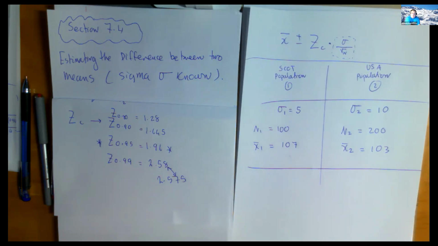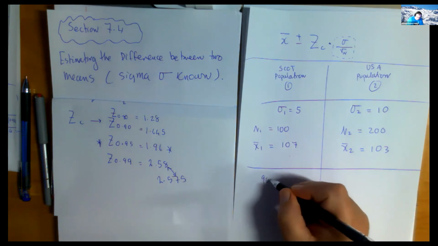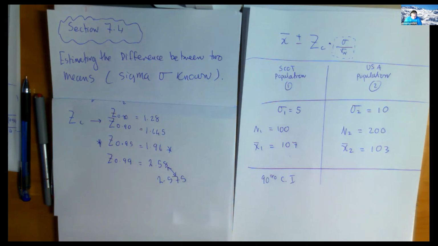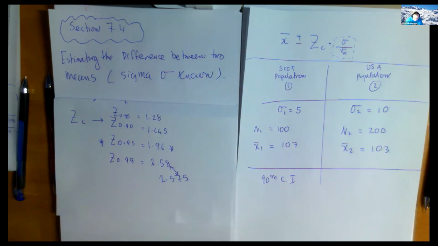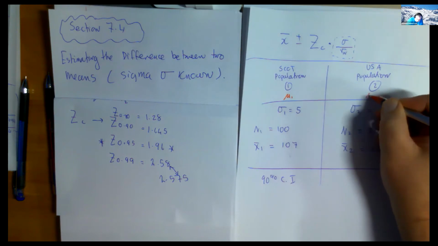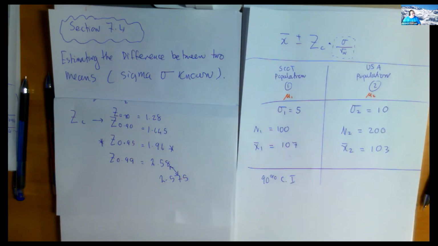We are going to calculate a 90% confidence interval for the difference between the mean of the Scots and the Americans. So we're not going to calculate a confidence interval for each separately. We're going to calculate a confidence interval for the difference between them. Now, since we're talking about mean, won't it be called mu1 and mu2? Right, mu is the mean of the population.